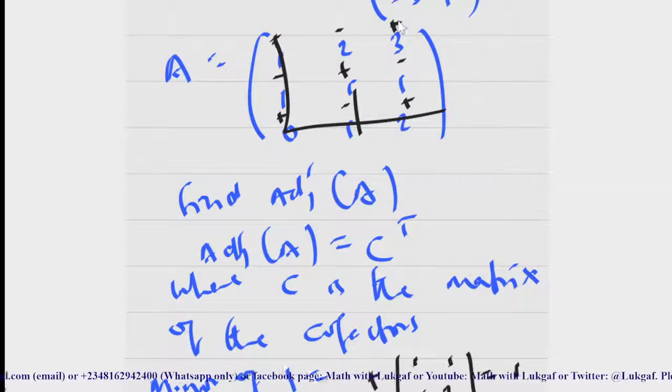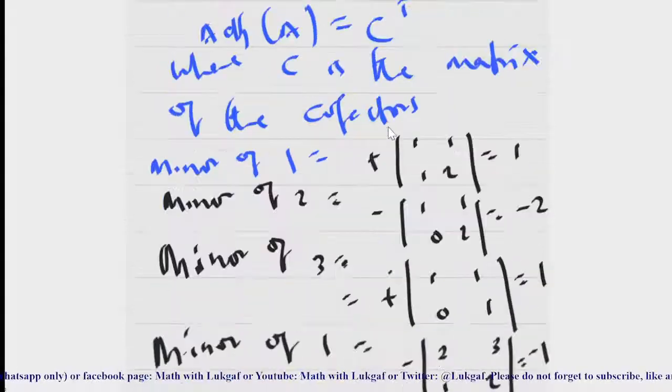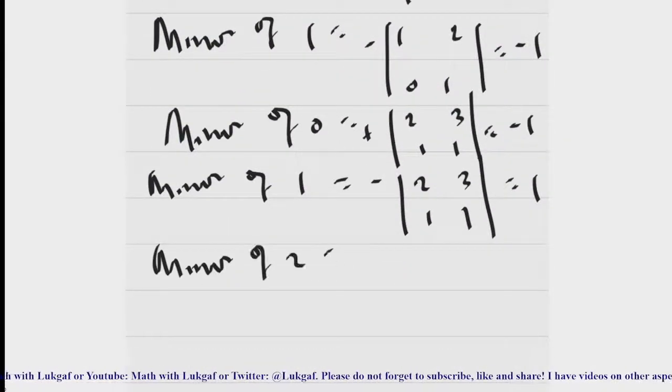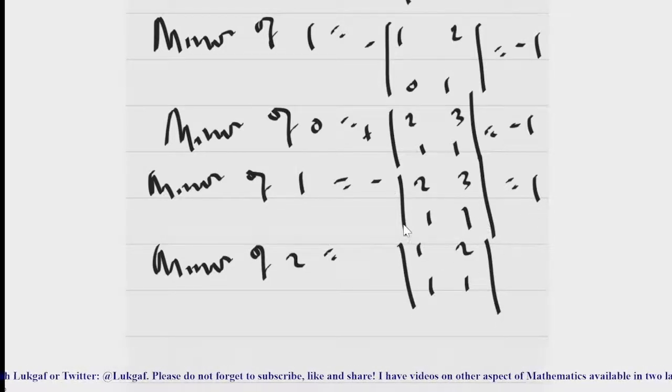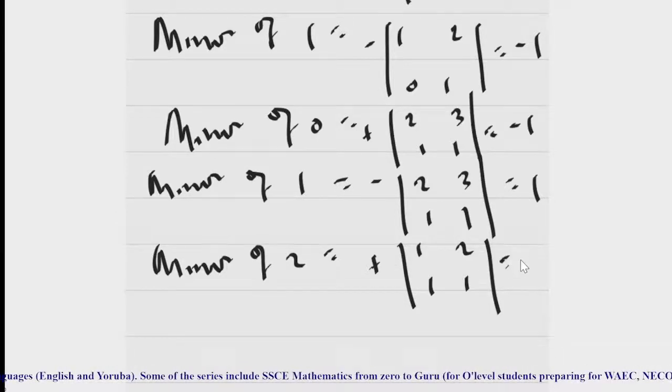And lastly, the minor of the last element, that's 1, 2, 1, 1. I hope you understand now. So, we are going to have positive here. And 1, 2, 1, 1 is going to give me 1 minus 2, which is minus 1. Positive here, so this is going to give me minus 1.